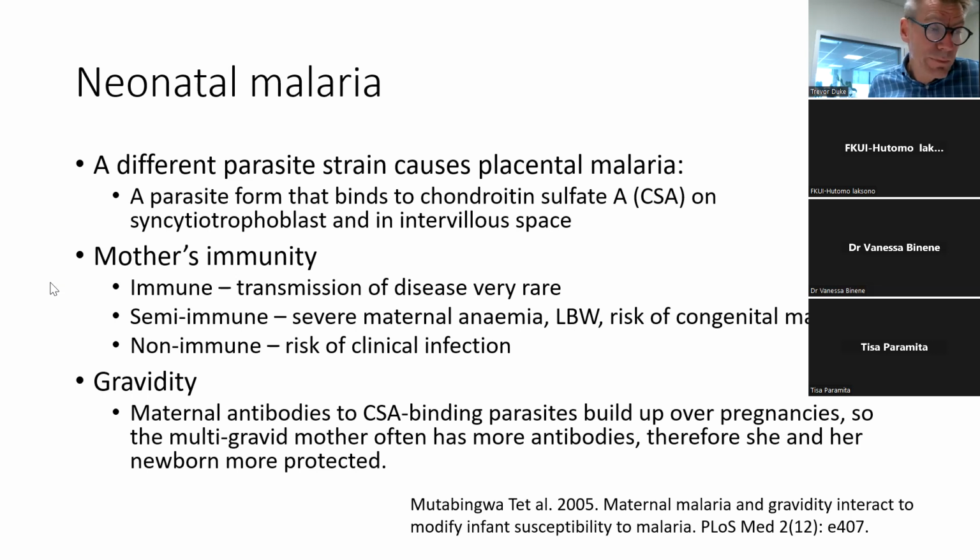So if a mother is immune, they come from a highly endemic area, then transmission of disease is extremely rare because they've got antibodies, they get transmitted to the baby, and the baby doesn't get unwell.